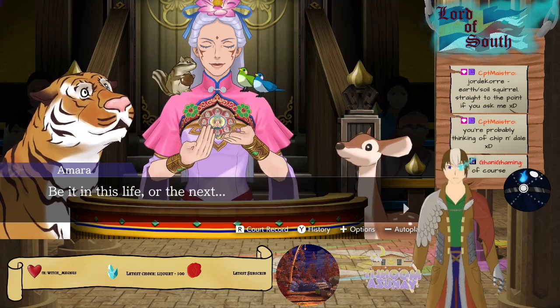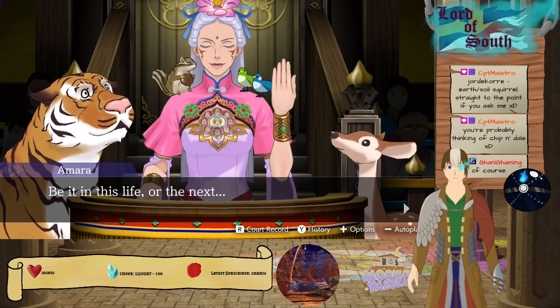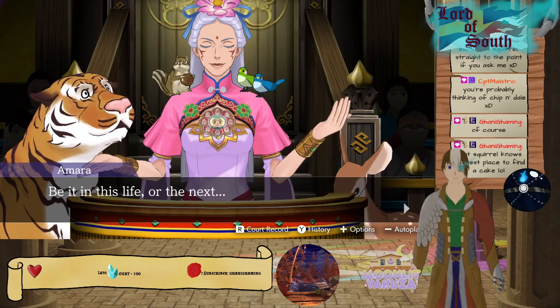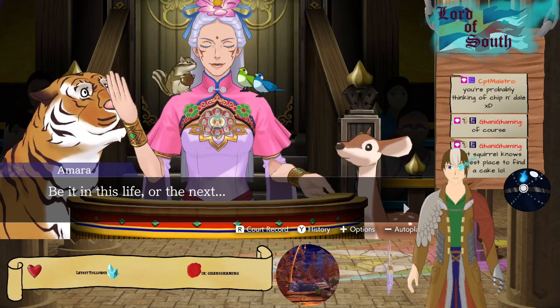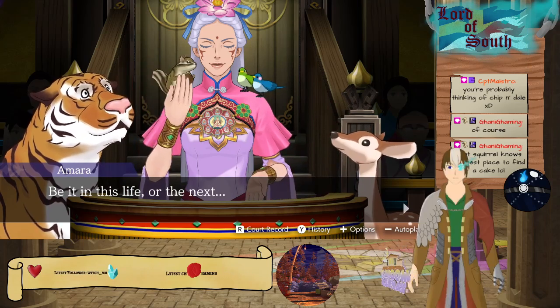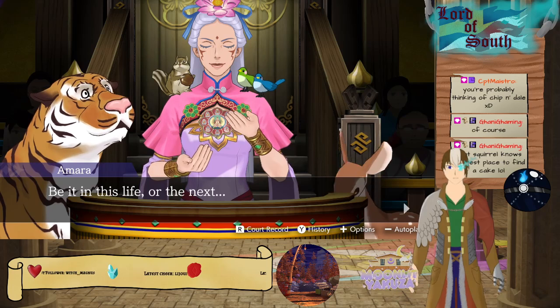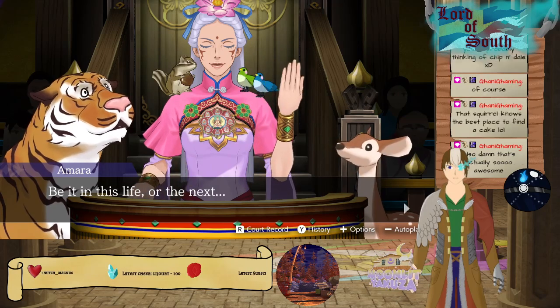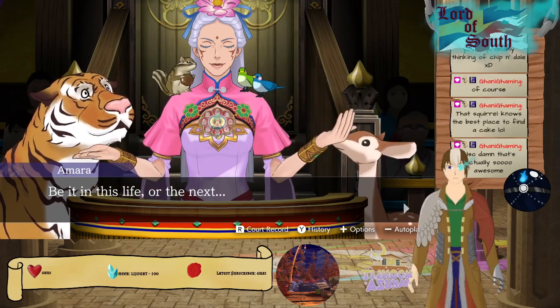I don't know for how long squirrels live. I'm pretty certain it is late in age and doesn't exist anymore, but I love that squirrel. That squirrel knows the best place to find cake, yeah. Also, that's actually so... It kinda is!